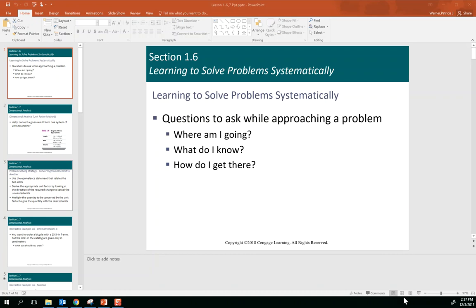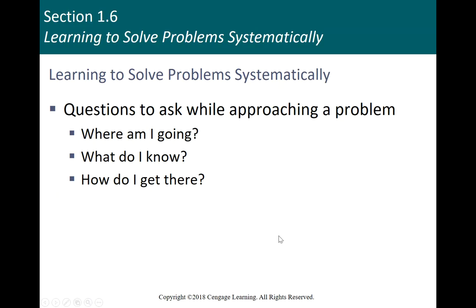We're going to finish up Unit 1 or Chapter 1 with learning to solve problems systematically. We're going to learn something called dimensional analysis. This is one of the things that chemistry students struggle with the most, I feel. They don't like to step back and work on a problem. They'd rather just take numbers in a problem and punch them into your calculator instead of systematically trying to figure out what's going on.